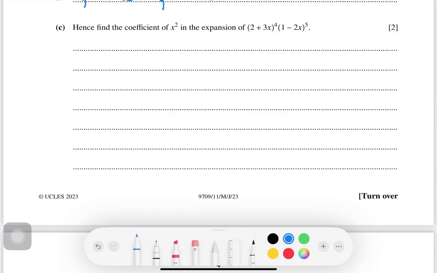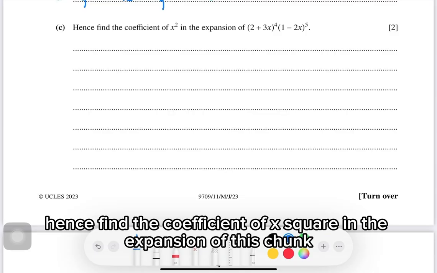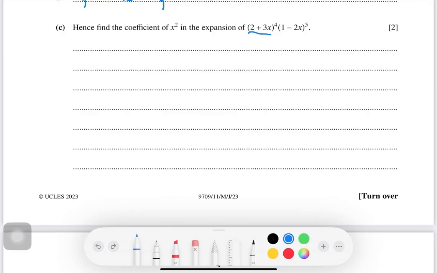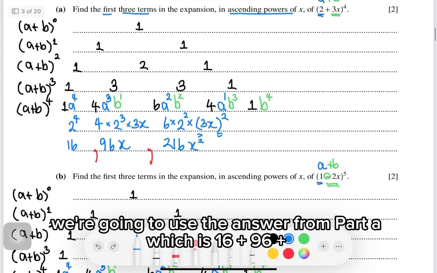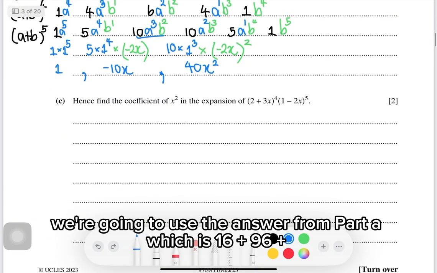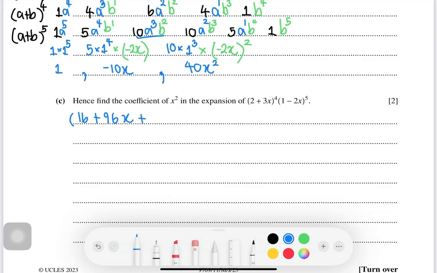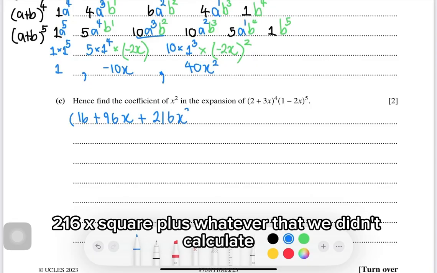Part C. Hence, find the coefficient of x squared in the expansion of this chunk multiplied by this chunk. Okay, let's see. So we're going to use the answer from part A, which is 16 plus 96x plus 216x squared plus whatever that we didn't calculate.